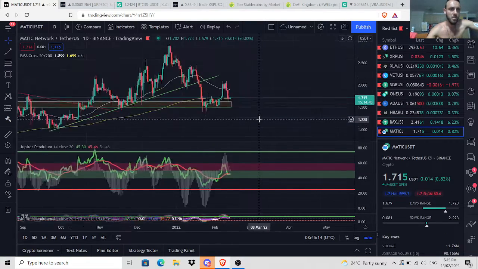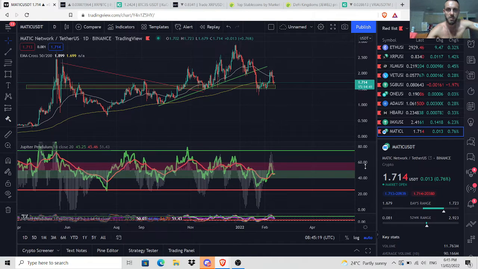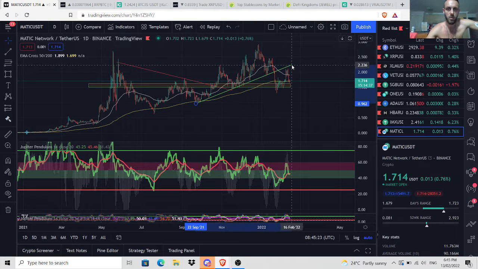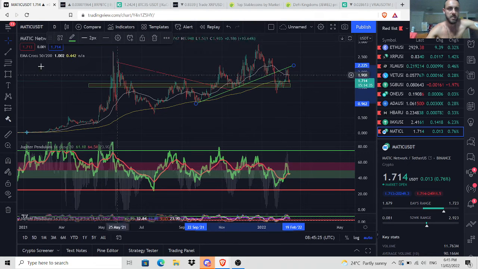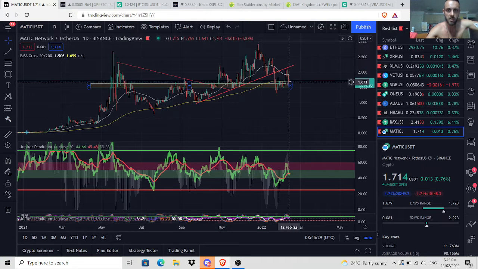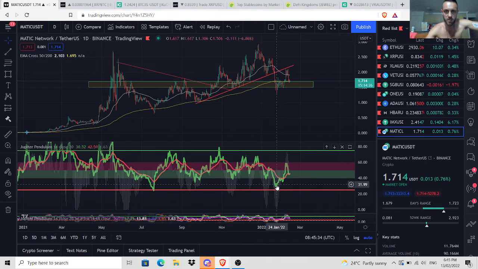IMX and Matic. Matic on the daily looks very, very interesting to me. Because we've broken this trend line. We have broken this trend line. We've retested it up here. But if the market's turning around, if the market's bullish, we're actually on support. And we printed this divergence here.